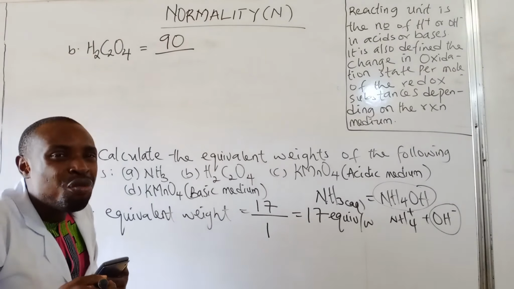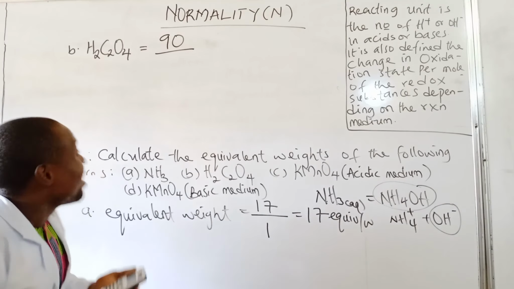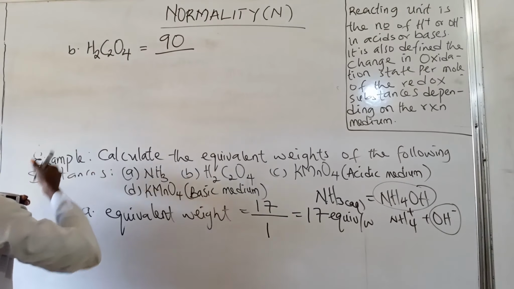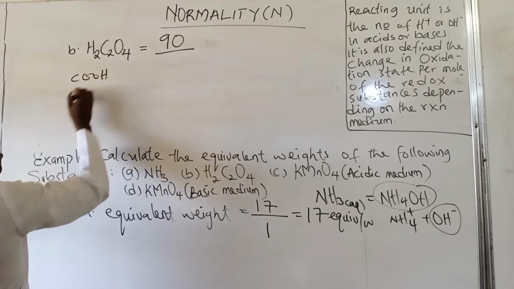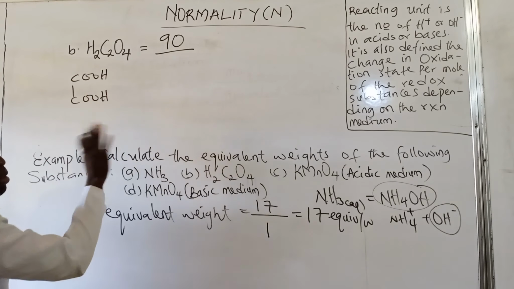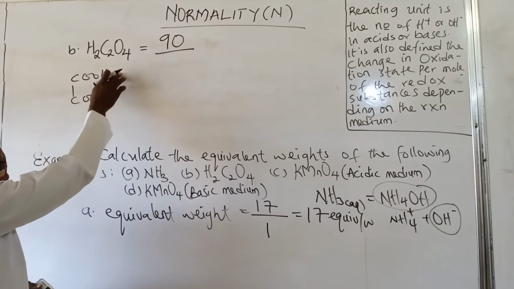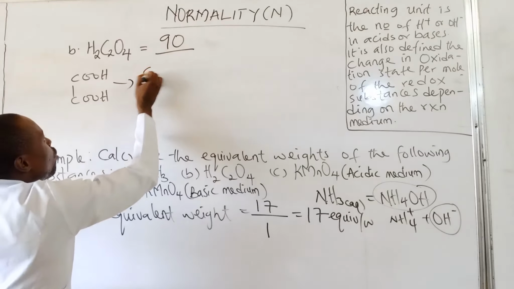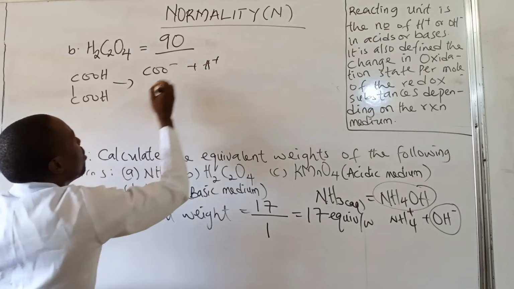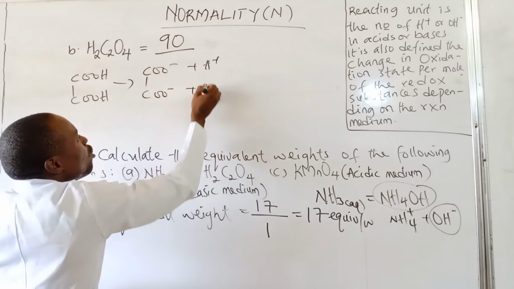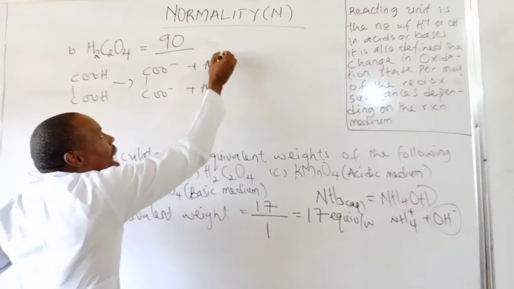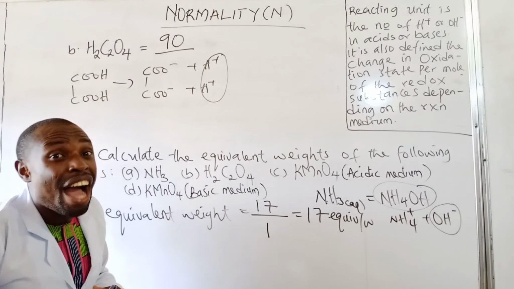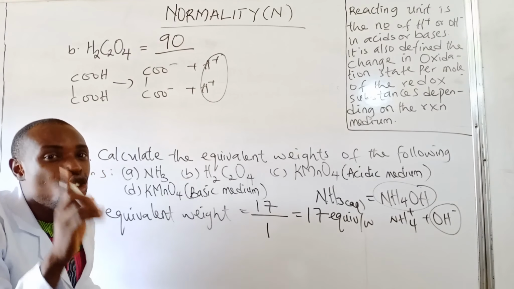So the number of reacting units here is what now? It is 2, in the sense that what you are having here is the same thing. This is the structural form of oxalic acid, in which when it is being ionized, I'll be having another one again. So it means 2 hydrogen ions are involved. So it will be 2 hydrogen ions, which is the reacting unit.